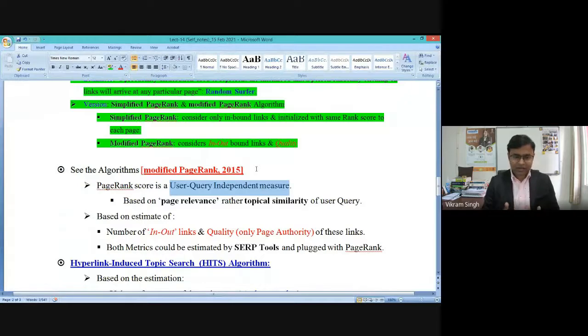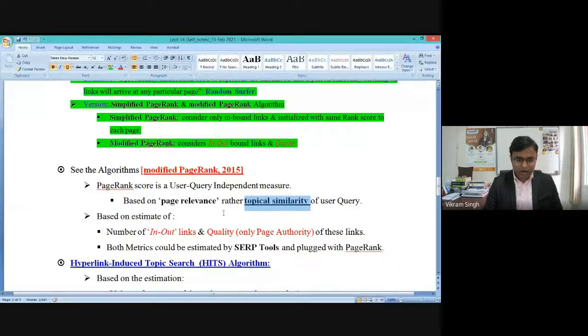Other than this PageRank algorithm, there are various algorithms available which generate the PageRank score based on, or dependent on, the user query, right? So it is basically estimating the PageRank based on page relevance rather than topical similarity. When I say topical similarity, it means having some relevance, some similarity, some exactness with some given or available input, right? So it has nothing to do with these kinds of situations. It is independent of the topic and independent of the user query.